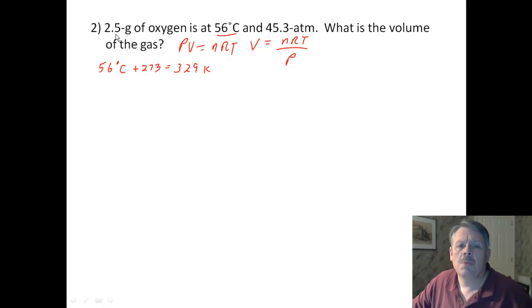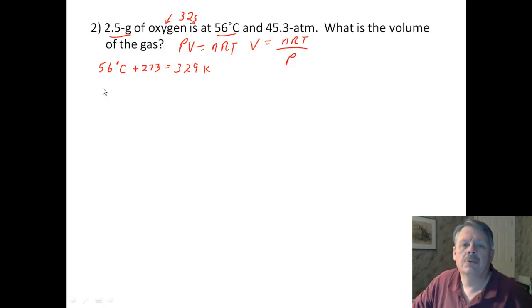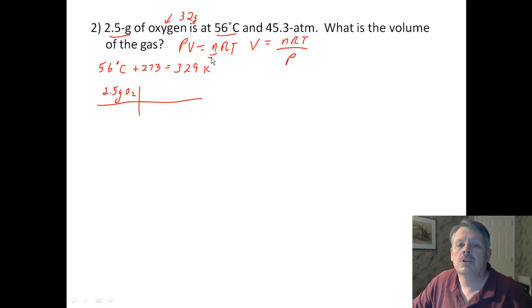We do have to worry about our oxygen, though. We've got 2.5 grams, so we have to figure out the molar mass of oxygen, which is 32 grams. You should be able to figure that out. So we have 2.5 grams of oxygen, and we have to convert that to moles of oxygen, because we need moles right here. We take 2.5 grams of oxygen, and we have 32 grams of oxygen in 1 mole of oxygen. When we do that math, we come up with 0.078125, and that's moles of O2.